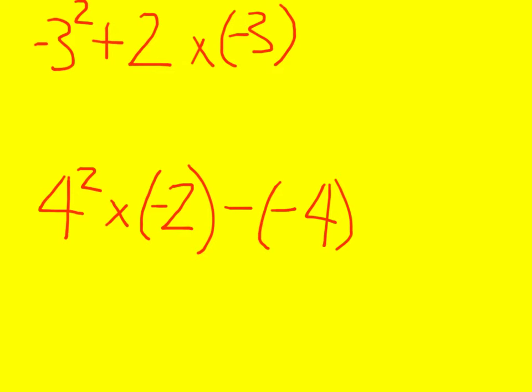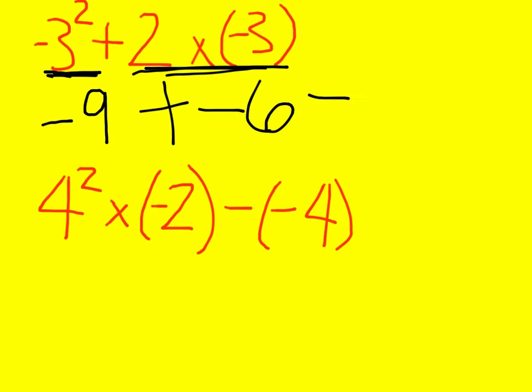Okay, example 2. For this one right here, we're going to square the 3, but the negative is separate, so this answer will be negative 9. You squared the 3, and since the negative is separate by itself, we get negative 9 plus, we have to do this right here, 2 times negative 3 is negative 6, and negative 9 plus a negative 6 will give you negative 15.